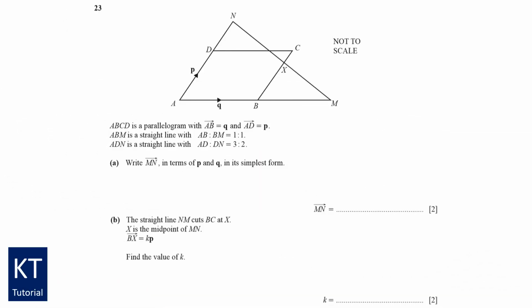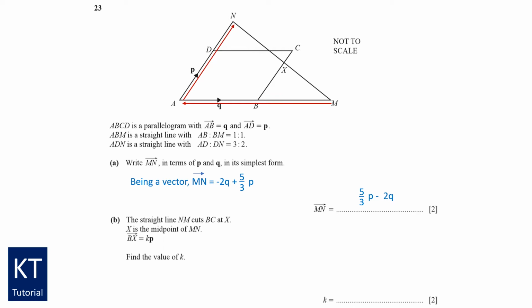Question 23. ABCD is a parallelogram, with AB being Q and AD being P. ABM is a straight line, with AB and BM in a proportion of 1 to 1, and ADN is a straight line with AD and DN in a proportion of 3 to 2. Write MN in terms of P and Q in its simplest form. Considering the ratios, MN is -2Q + 5/3 P.